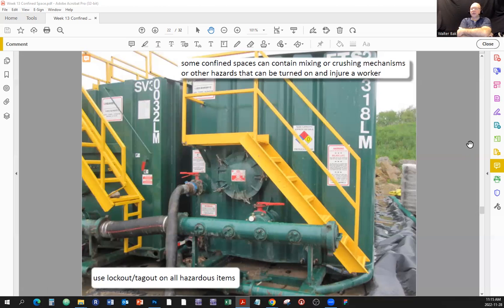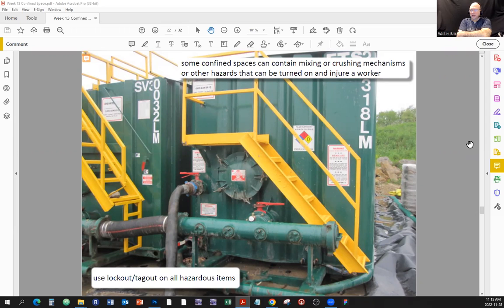Same thing as we use the lockouts and tag out. So, for example, if we're working on some sort of electrical circuit, we're going to make sure that the circuit is turned off. So we go to the electrical panel, we open that, we turn off that circuit breaker for that circuit, and we put a lock on that circuit breaker so nobody by accident turns that thing on while we're working on it.